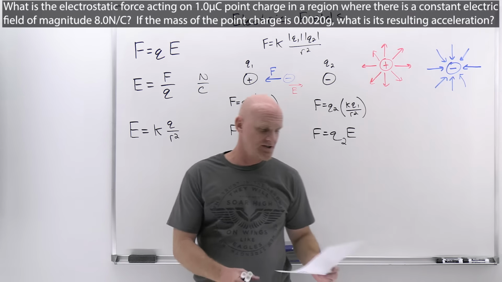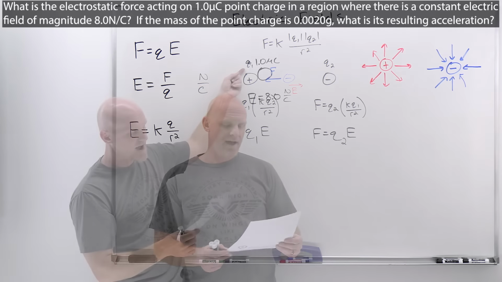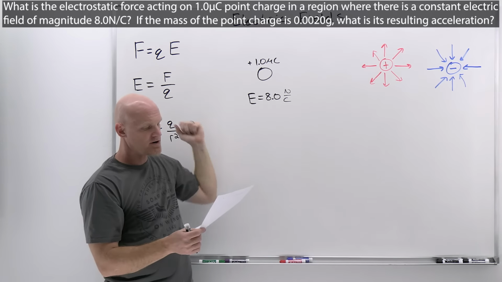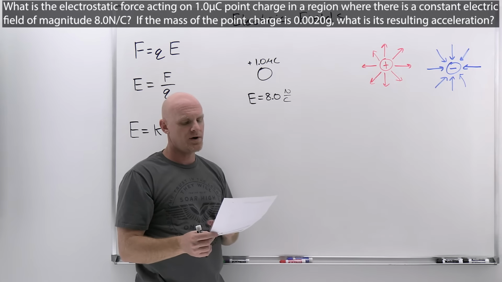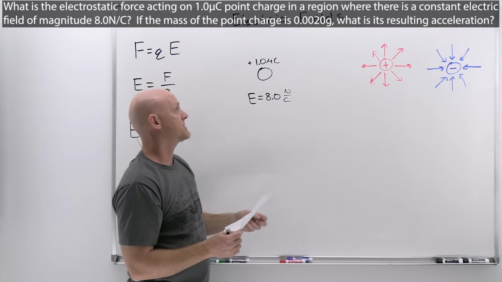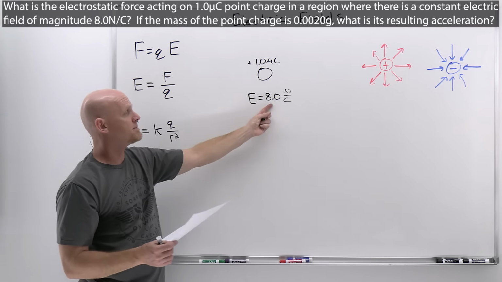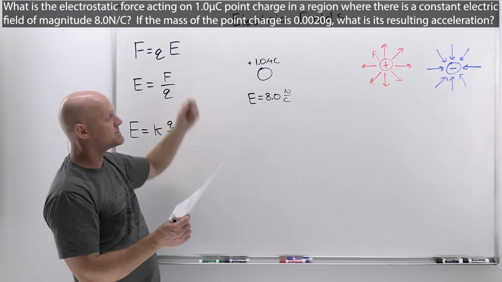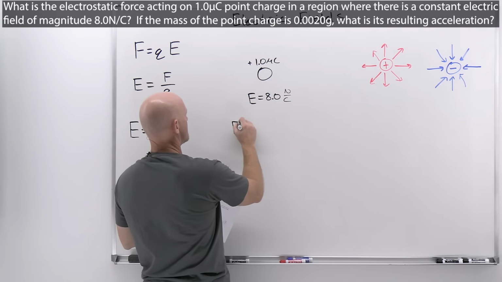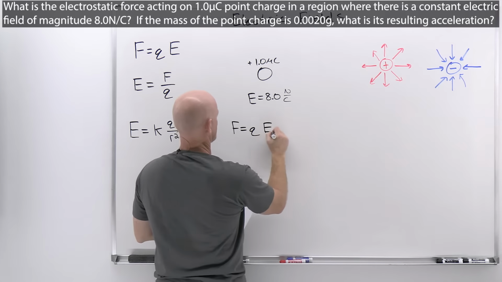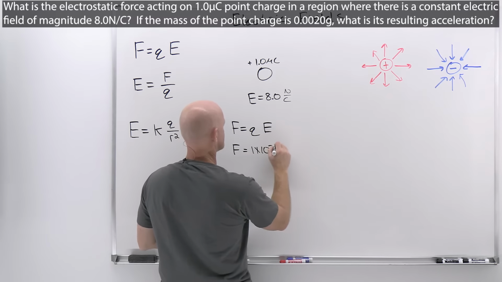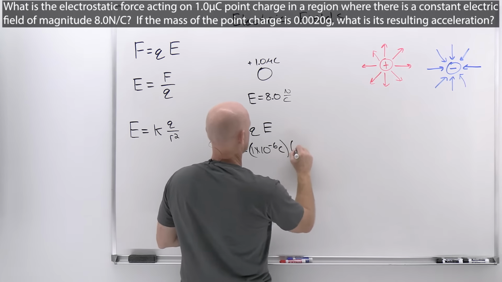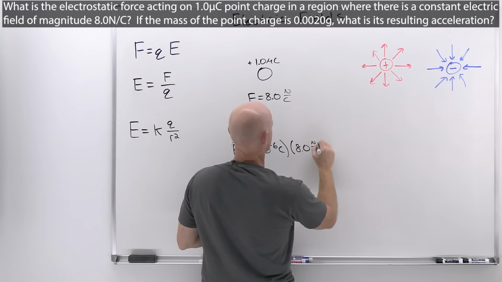All right, so from here, we're ready to do a little bit of plugging and chugging. First question we're going to do here says, what is the electrostatic force acting on a 1.0 microcoulomb point charge in a region where there is a constant electric field of magnitude 8.0 newtons per coulomb? We'll start there. Well, again, we've got the magnitude of the charge, we've got the magnitude of the electric field, and it's simply Q times E to get that electrostatic force. And so in this case, Q times E is just going to work out to give us 1 times 10 to the negative 6 coulombs times 8.0 newtons per coulomb.